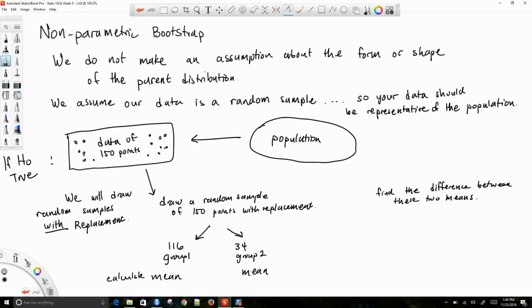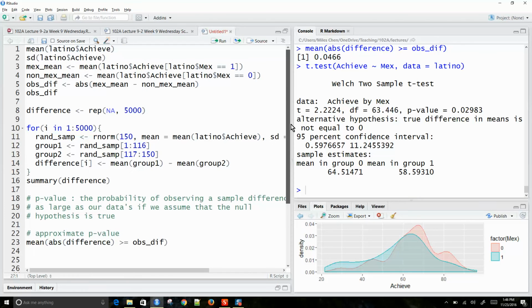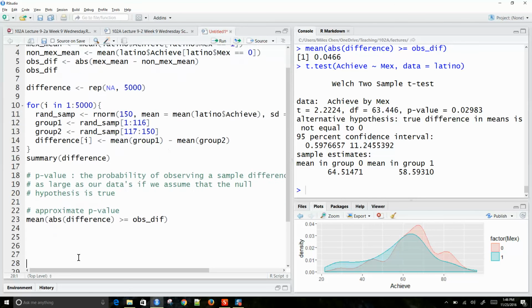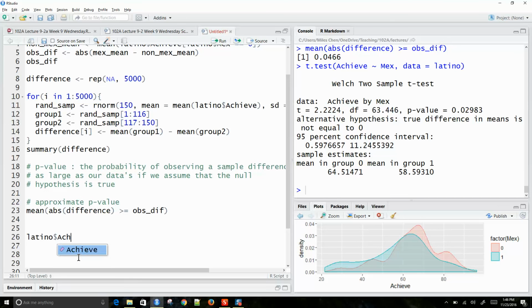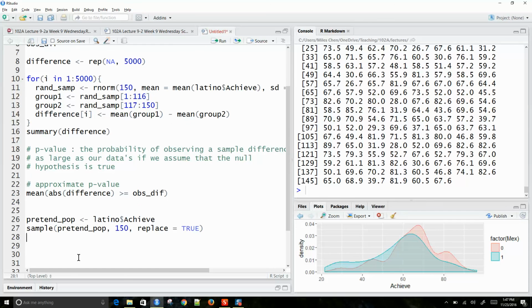Okay. So before I run out of time here, and we'll cover this again on Monday, we're going to start off with our population, Latino, so we'll do Latino $achieve. And then we'll just set this as our pretend population, okay? So we create our pretend population here, which is just our data, and then we're going to sample from the pretend population 150 points, and we do replace equals true, okay? So this is just drawing from this, and now this is our random sample.